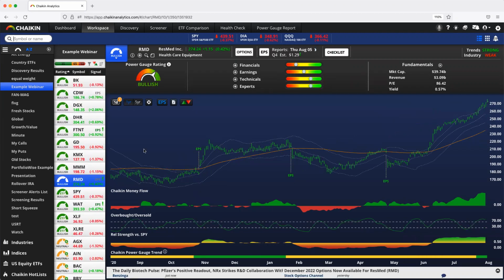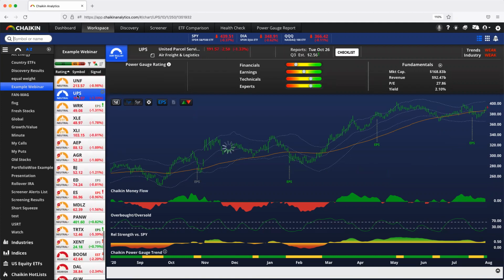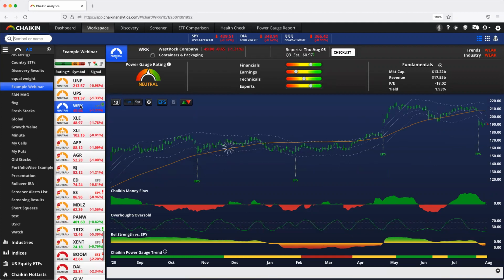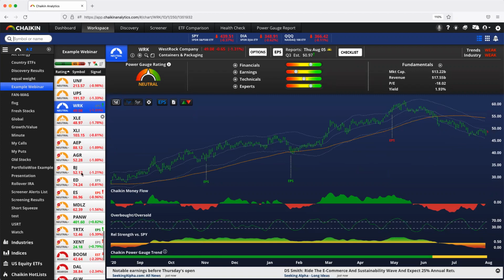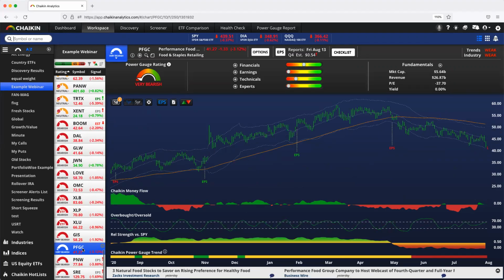RMD here. Financials are bearish. Earnings are neutral. Technicals and experts are bullish. When we compare that to other stocks, still more likely to outperform. We can probably see why RMD is bullish and why Anthem is very bullish, right? Of course, neutral stocks are likely to fall somewhere in the middle, with bearish on the other side. Your bears are more likely to underperform.